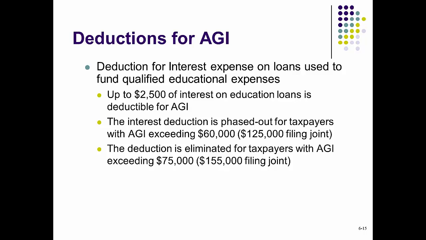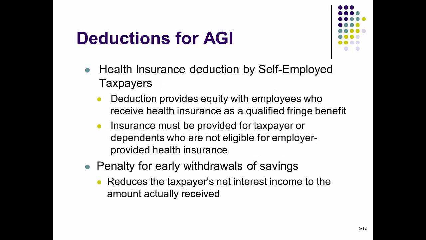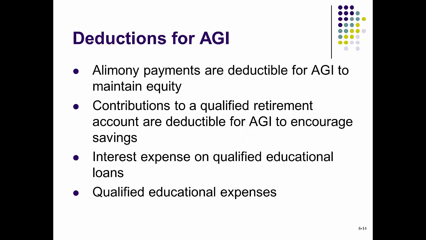For deduction for AGI, penalty for early withdrawal of savings. Taxpayers are allowed a deduction for AGI for any interest income forfeited to a bank as a penalty for prematurely withdrawing a certificate of deposit, or CD, or similar deposit. This deduction reduces the interest income to be counted toward a taxpayer's interest income. I think I have covered pretty much everything so far. Let's move on to the next one.